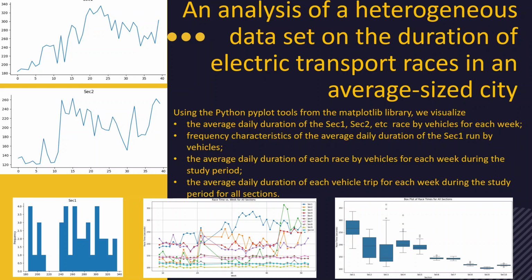The frequency characteristic of the average daily duration of the section 1 run by vehicles is presented on this slide on the left part. Using matplotlib, a graph was generated with weeks on the x-axis and race time in seconds on the y-axis for each of the sections from section 1 to section 10. The research also used a box plot for all sections, which shows us the statistical summary of the distribution of race time for each section of the route, highlighting the median, quartiles, and outliers. They are presented on the slide.